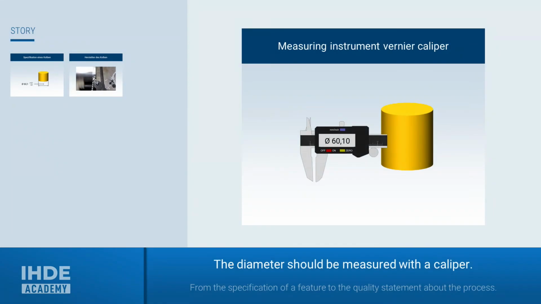In order to check the process result, the diameter must of course be measured, for example with a caliper or an outside micrometer. The measuring instrument itself must be suitable for the task. In order to prove this, we can use different methods. For example, the MSA. This stands for Measurement System Analysis. This is the subject of a separate lesson.